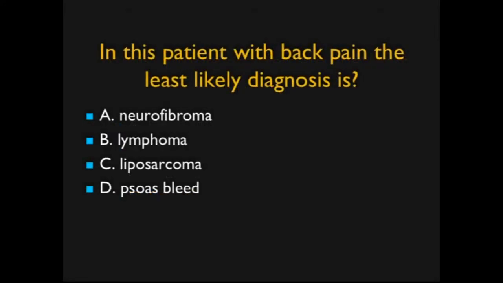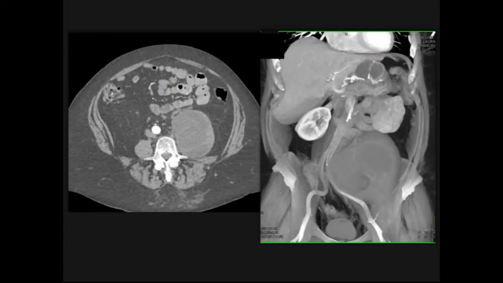In this patient with back pain, the least likely diagnosis, what's least likely? When you look, there's a mass which appears to involve or arise from the left psoas muscle and track straight down along the course of the iliopsoas. There's mass effect on the aorta and iliac artery. It doesn't really look like lymphoma, though you could consider lymphoma, just anything with big retroperitoneal masses. Liposarcoma is a good choice.